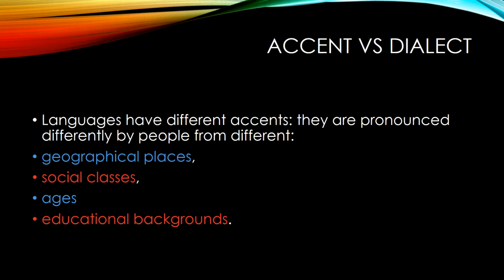Now it is to understand what is the difference between accent and dialect. Languages have different accents. They are pronounced differently by people from different geographical places, different social classes, from different ages, and from different educational backgrounds. These are the four key reasons of the variation of the speaking style of the people.